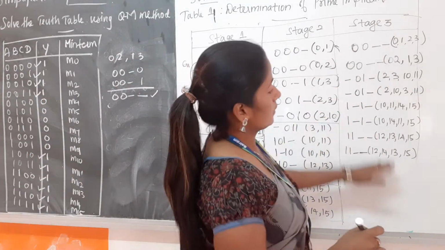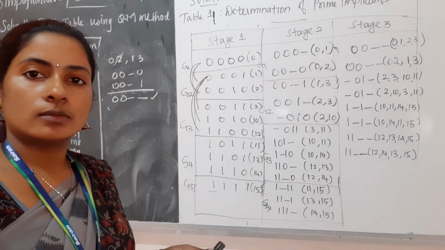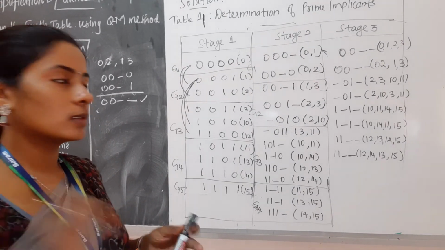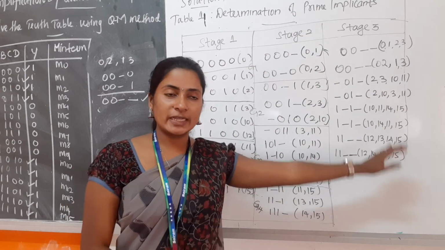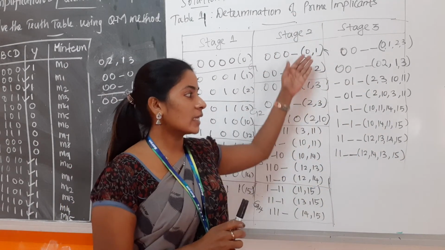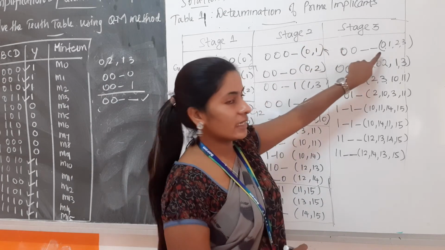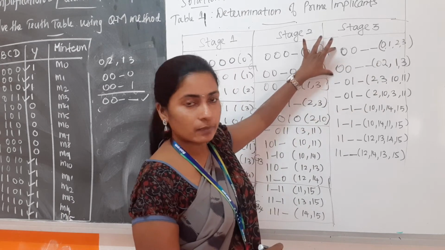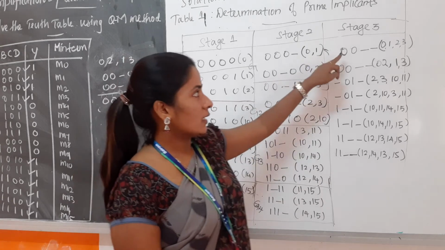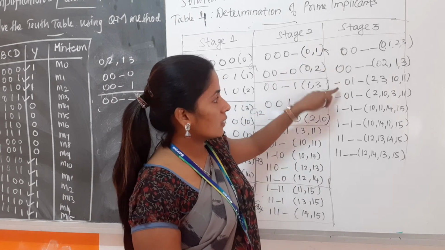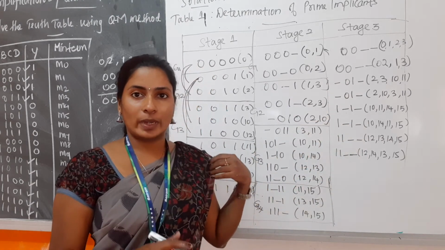I completed that. See, these are my prime implicants. Table 2 is determination of prime implicants. In the last stage, whatever I am getting, those are my prime implicants. You can see I got only 4 prime implicants. The prime implicants are 0 0 dash dash, 0 1 1 dash, 1 dash 1 1, and dash dash 1 1 dash dash. See, these two are the same, these two are the same, so I got only 4 prime implicants. These are my 4 prime implicants.